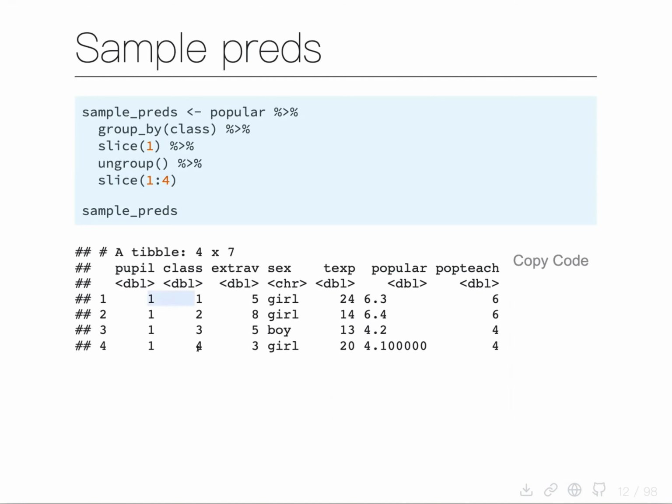And this is an instance where you can see the IDs repeat across classrooms. So pupil 1 in classroom 1 is different from pupil 1 in class 2. We can see that very clearly because their extroversion scores are different, their sex is different, their treatment exposure, I guess is what that is, is different, and their popular teach is different, right? So all the data is different. These are clearly different students, but in each classroom the IDs go 1 to n, okay? So we're going to make predictions for each of these 4 students.